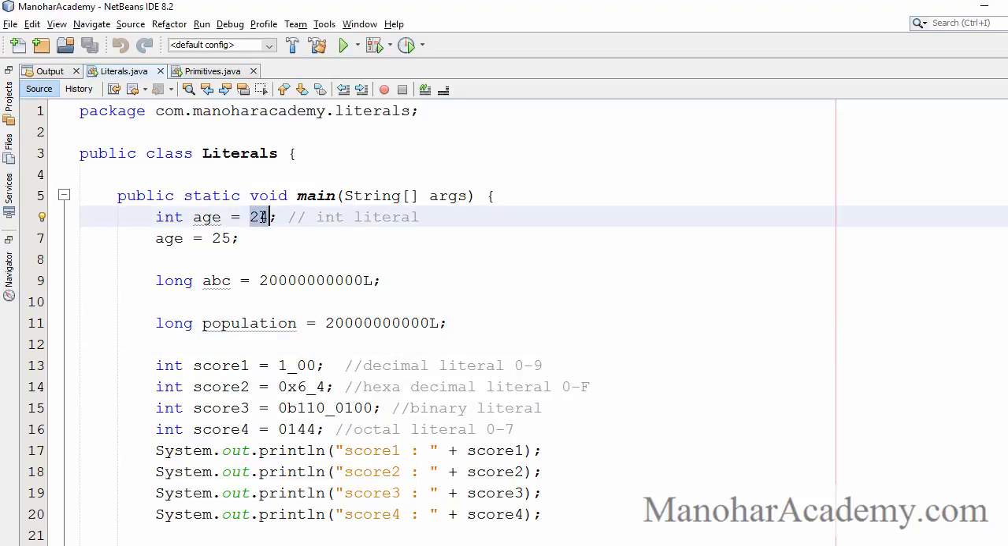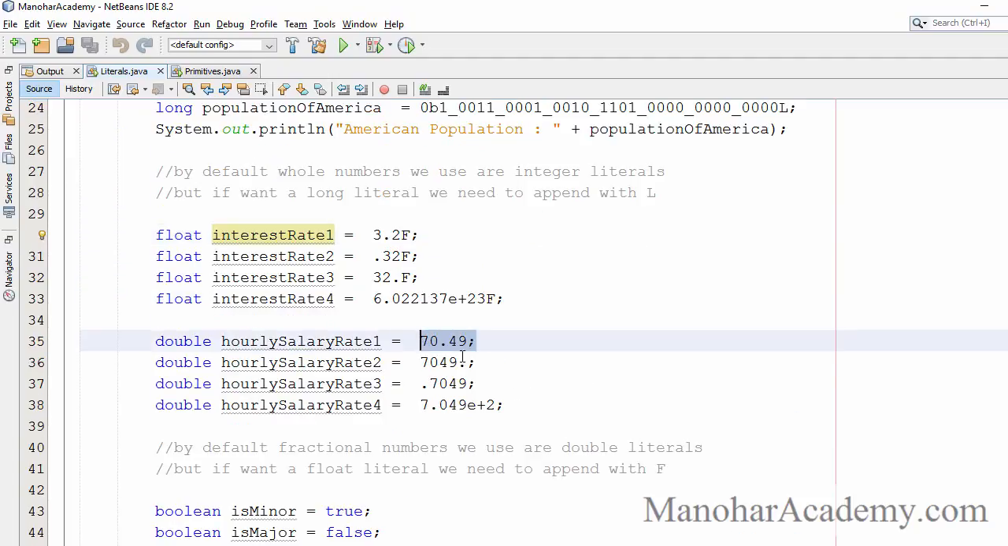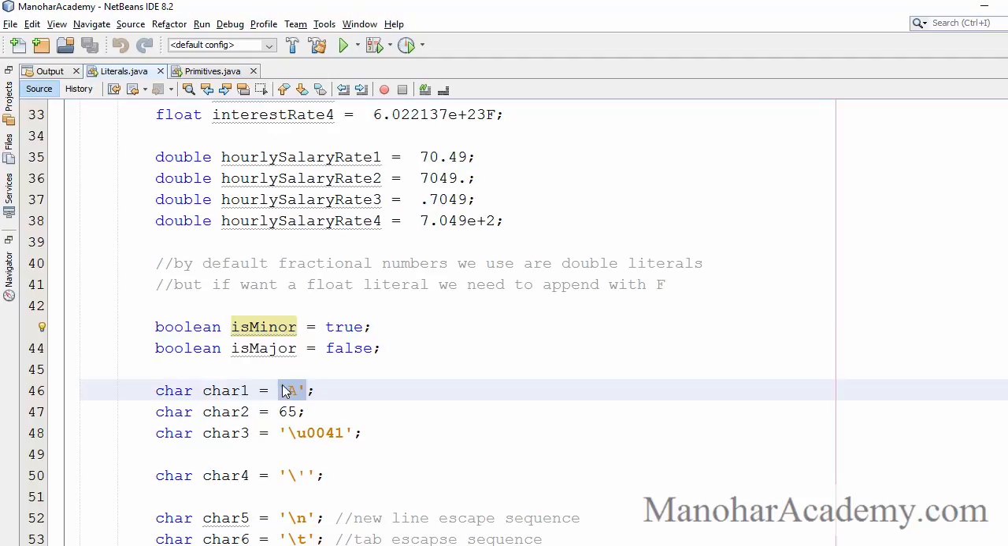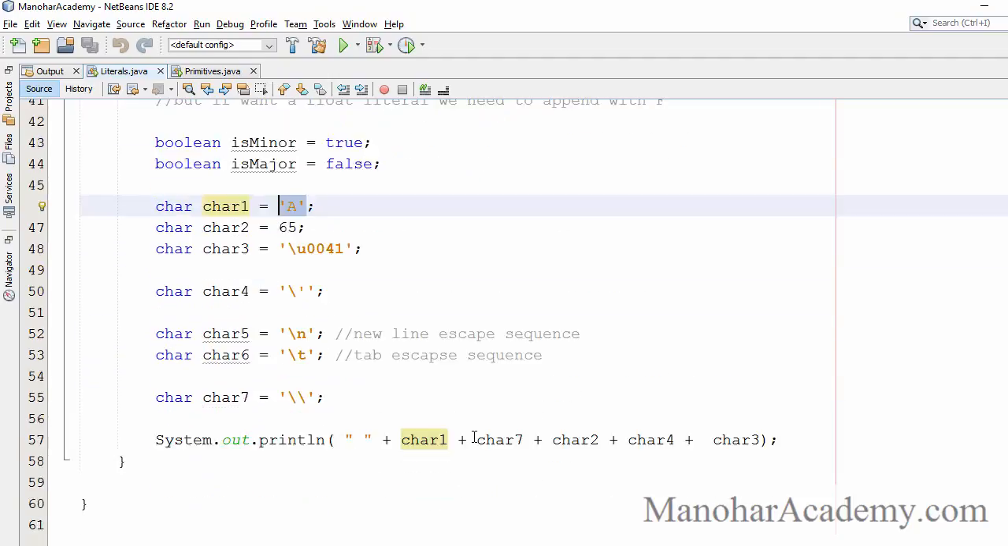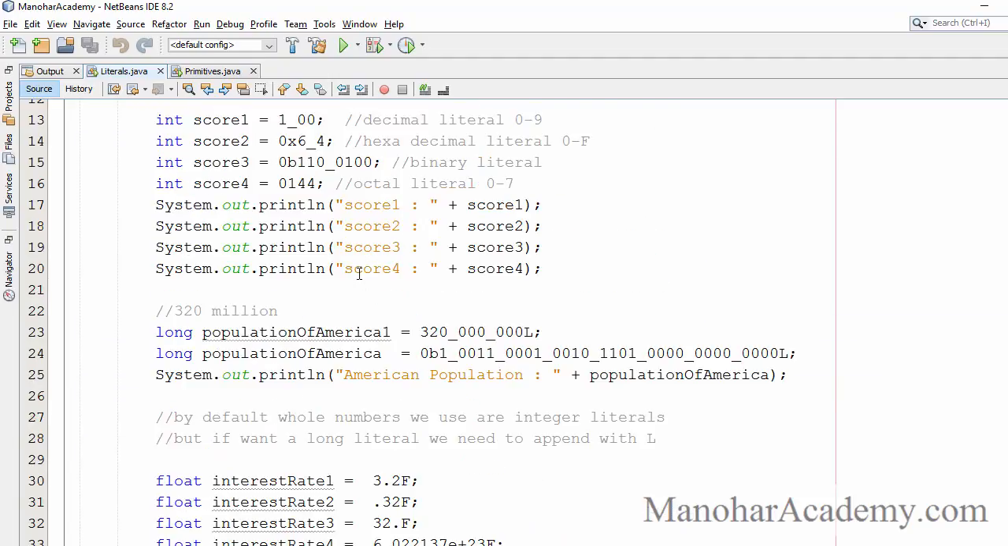Integer numbers are two types: we have integer literal and long literal. Also coming to floats, we have float literals and double literals. We have looked at Boolean literals, true and false. Also we have looked at char literals, which will be included in single quotes. Okay, also we have looked at some escape sequences. That's what we saw in the previous lesson.